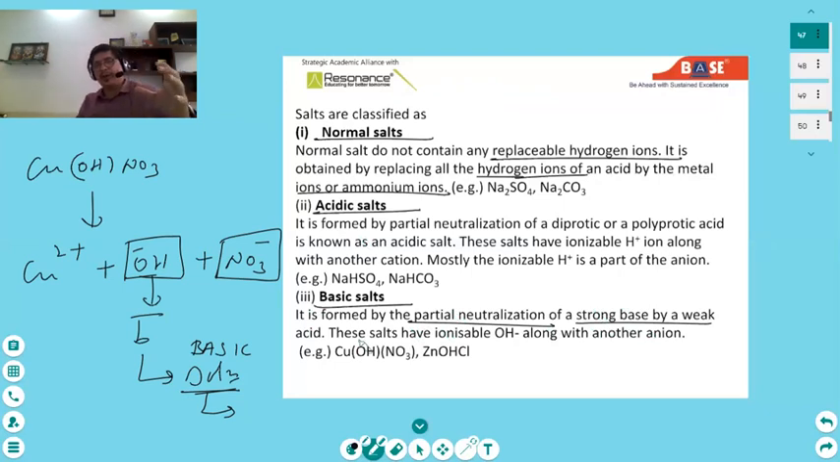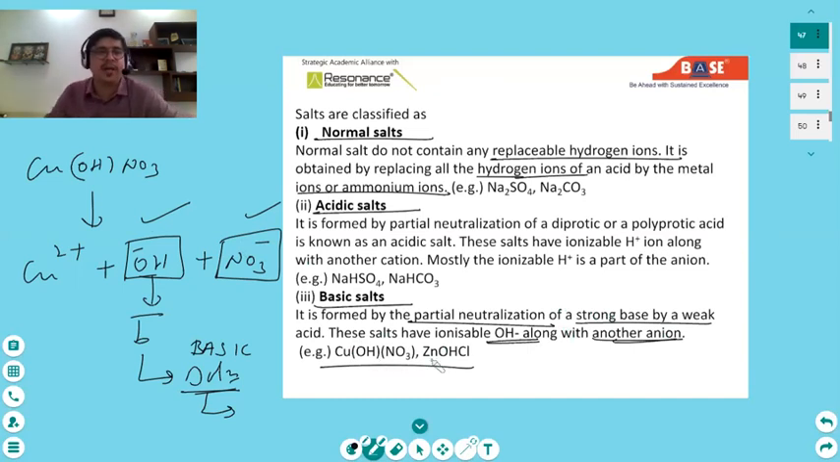So you take a strong base like NaOH or any strong base and treat with a weak acid like acetic acid or sulfurous acid, nitrous acid. So these salts have ionizable OH minus ion. Ionizable means they can form ion along with another ion. So there is OH minus ion and another ion. So example is these two, Zn(OH)Cl and Cu(OH)NO3.